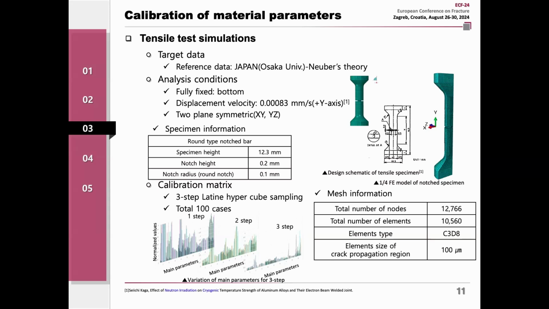As you know, the first step has a large variation, and the third step has minor variation. From the 3-step analysis, the variation and the median, and the optimal result can be concluded. Target data of the simulation is reference data from Japan and the Lewis theory. Analysis conditions correspond to the experimental method. Specific information is embedded and summarized in the table.